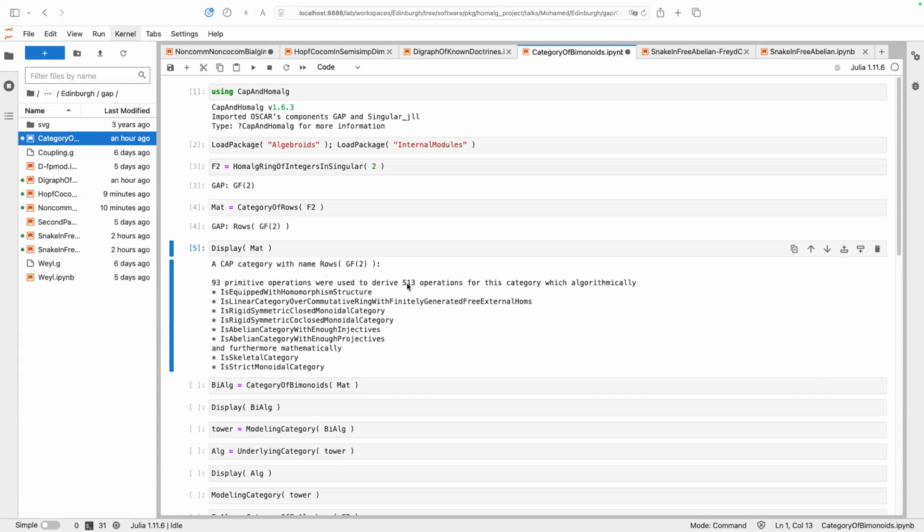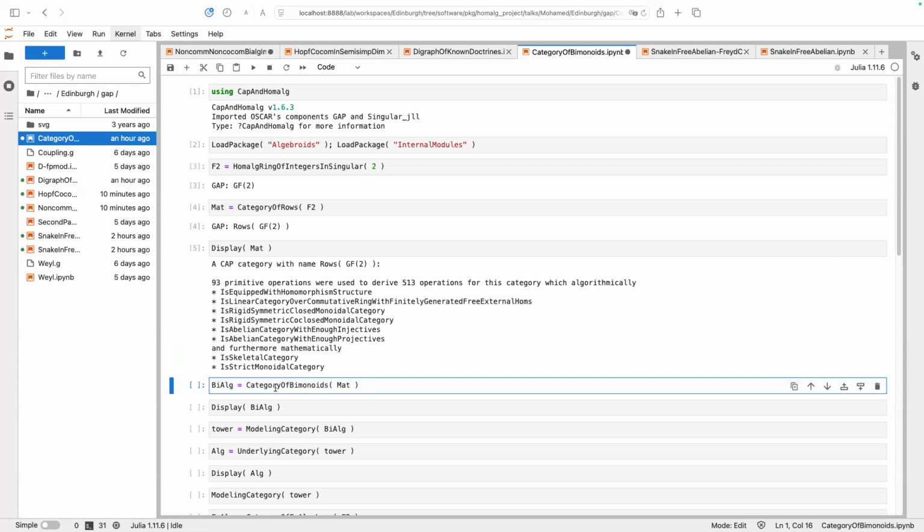So for example, if you have direct sums and kernels, you have pullbacks, right? So the pullback is implemented in CAP generally. Yeah, the pullback is among the 513, and among the 93, you have to implement the kernel, and you have to implement the direct sum.